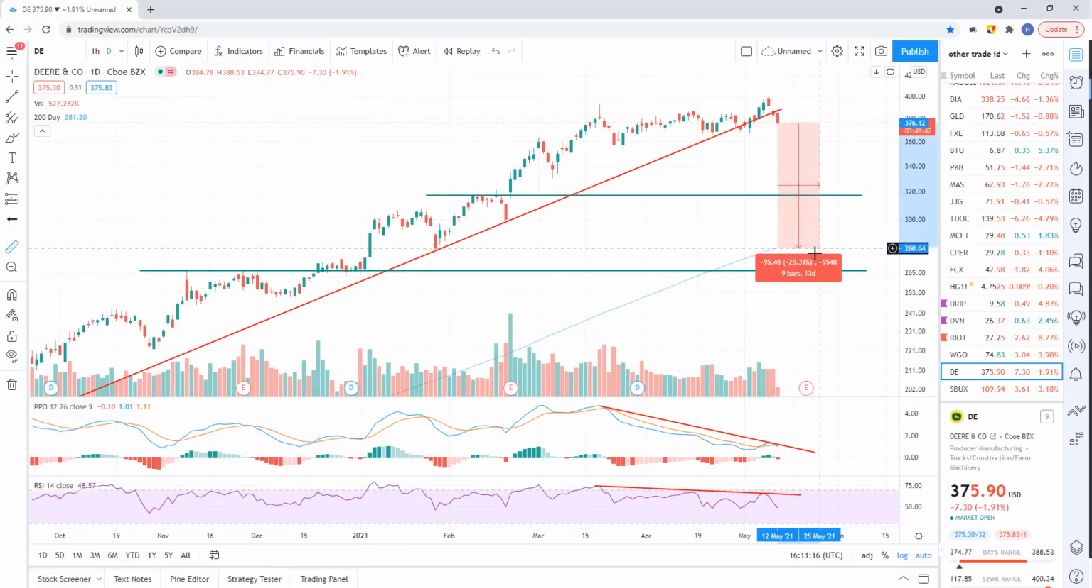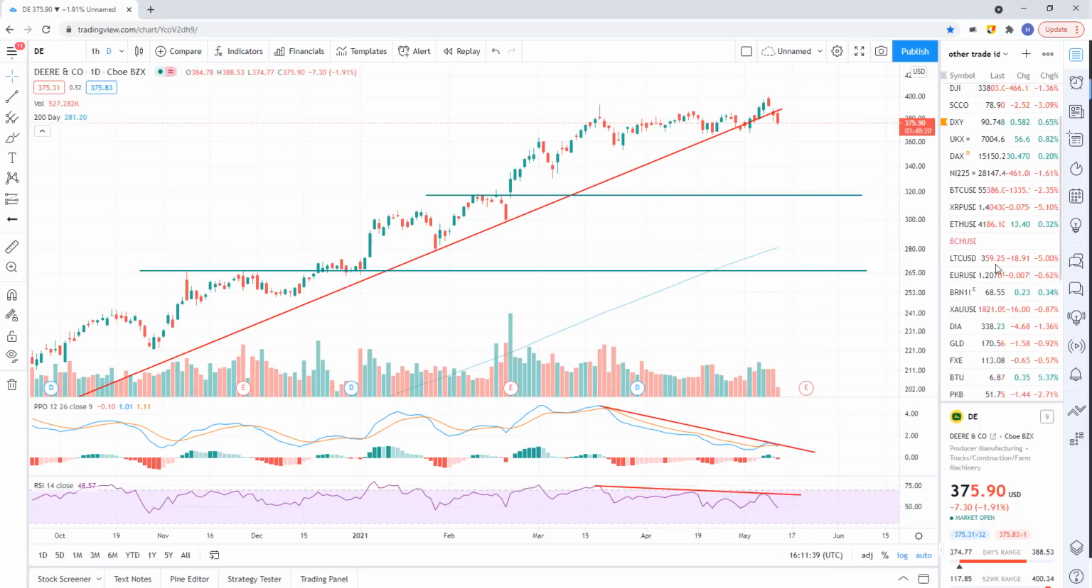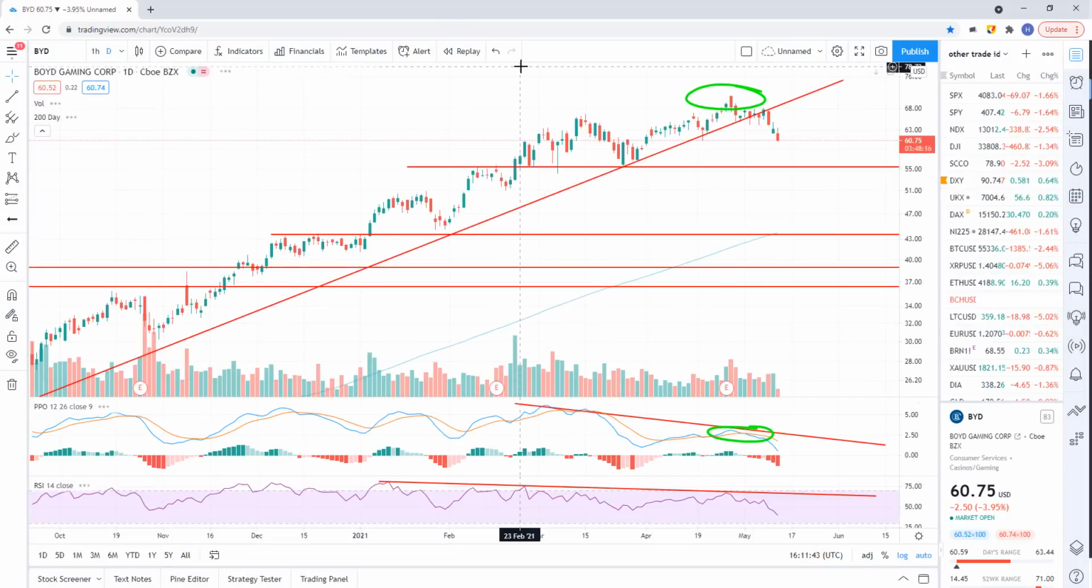From where we're at all the way down there, that's a 30% drop. Yeah, that would be a nice drop in Deere, and so that would be a target I would definitely have. First target would be right there, again, 317.50. Next target about 266.50. So go ahead and replicate that on your chart if you're looking at this as a trade idea. But I like it, it looks good. And it's probably very similar to the Boyd Gaming one.